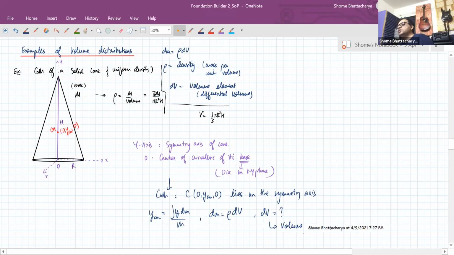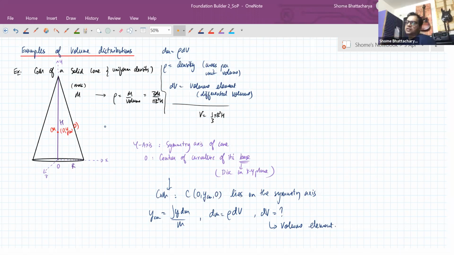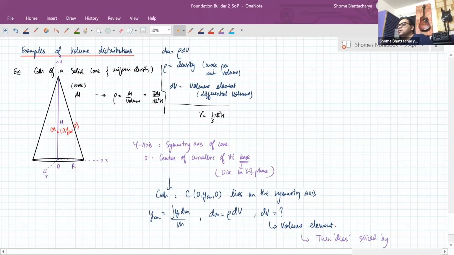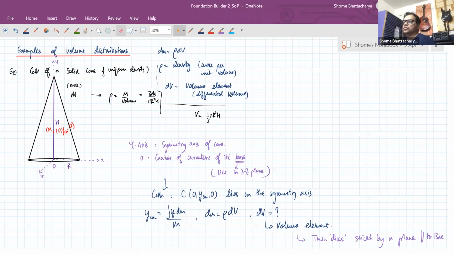Now this is pretty straightforward. You can understand it yourself. What kind of volume element should we cut over here? Keeping in mind that the y-axis is the symmetry axis, we should cut it into slices. Imagine we've taken a plane parallel to the xz plane. So this is the xz plane. So we should cut slices which are parallel to the xz plane. So the volume element should be thin discs sliced by a plane parallel to the base. So that's how we should slice the cone.